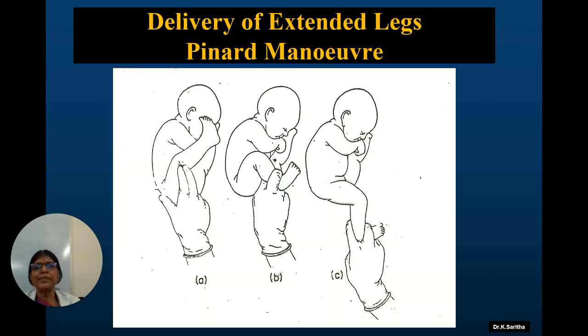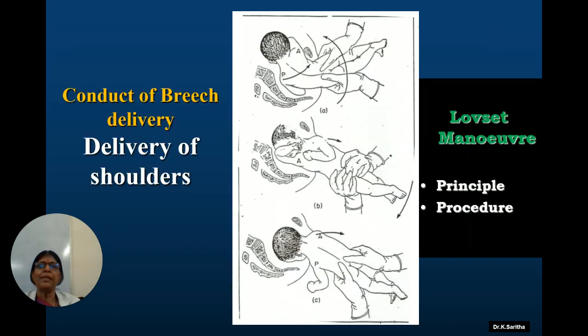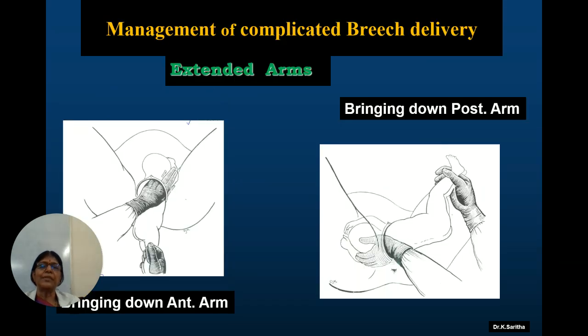In Pinard's maneuver, two fingers are introduced along the breech into the groin of the fetus to try to deliver the breech. Lovset's maneuver is usually used where there is difficulty delivering the shoulders. The principle is that we take advantage of the fact that the posterior shoulder enters into the cavity of the pelvis ahead of the anterior shoulder. You turn the breech by 180 degrees and then try to deliver the fetus. For complicated extended arms, you can bring the posterior arm down.